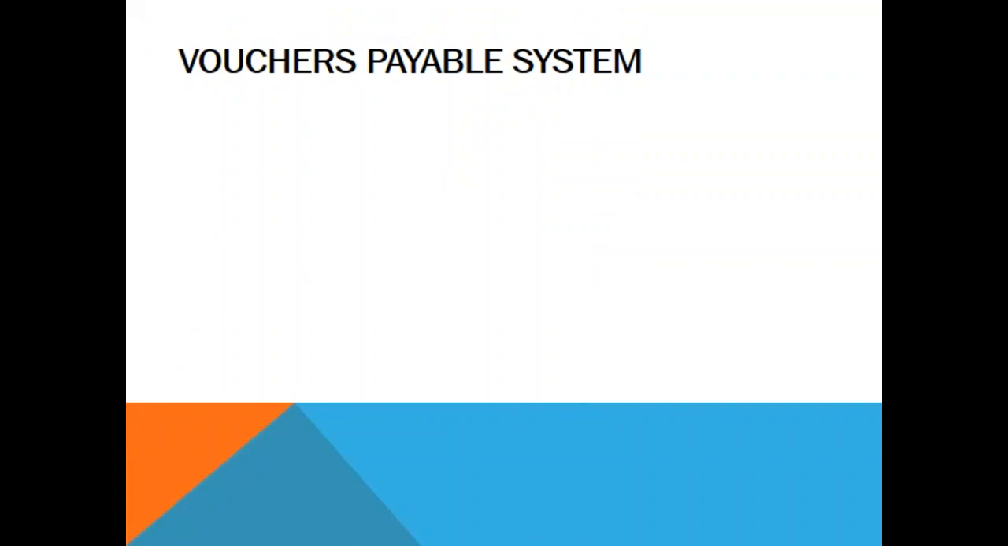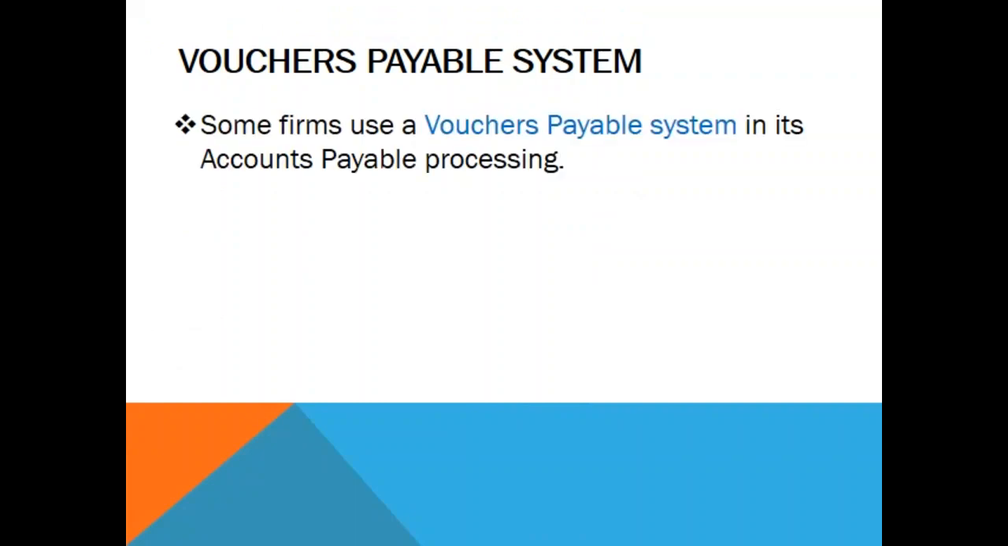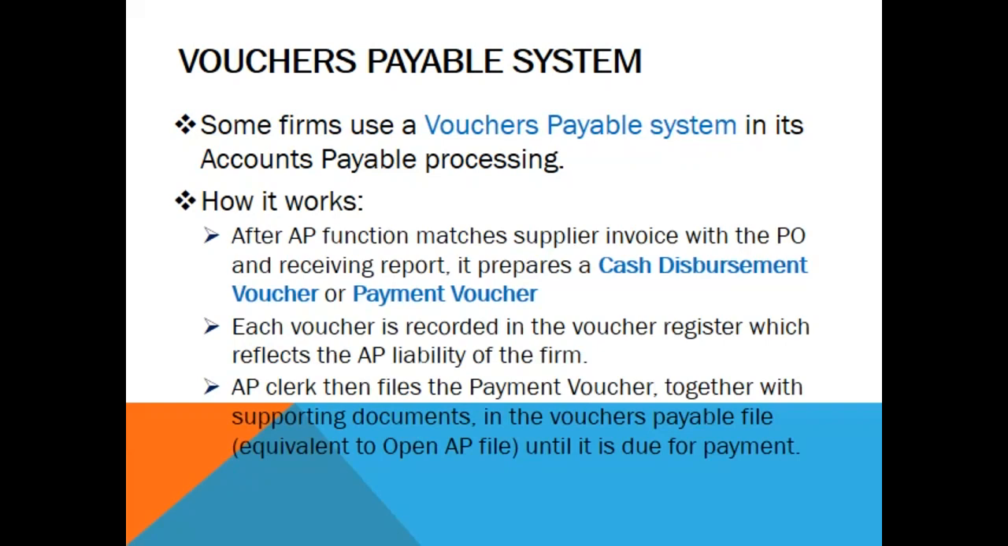As an alternative to the AP procedures described earlier, some firms use a vouchers payable system. Let's understand how it works and how it's different from the AP packet. The key difference is that after the AP function matches the supplier invoice with the PO and receiving report, the AP clerk will prepare a cash disbursement voucher, also known as a payment voucher, and assembles the three documents together with the payment voucher as one package. This is to ensure that the documents are intact and also facilitates approval of the payment when it is due.